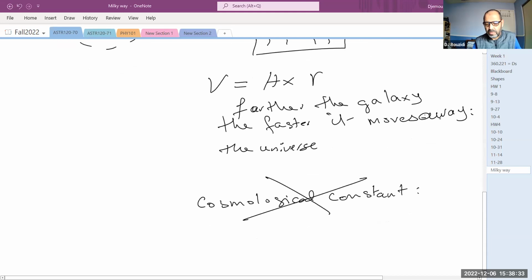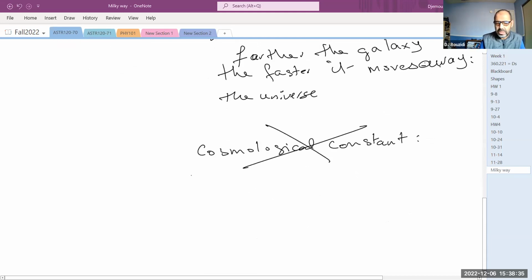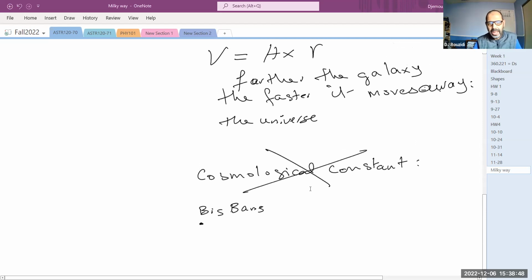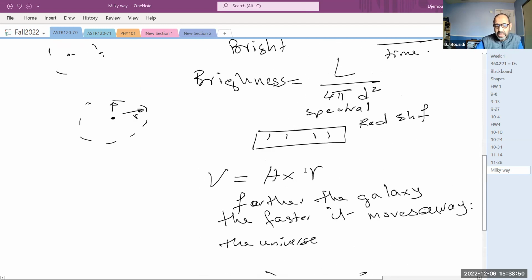So it must have started from somewhere. And that starting point, which was the origin of the universe, is what is known as the Big Bang. Okay, so this is where the idea started. So the universe is expanding, and that's what Mr. Hubble discovered. This constant H is what is known today as Hubble's constant.